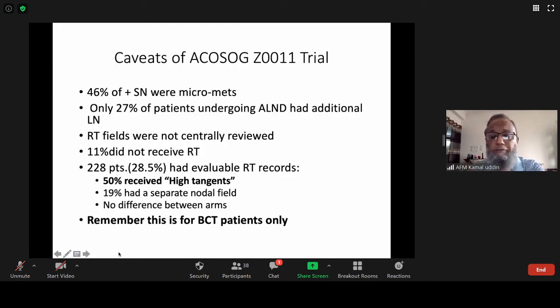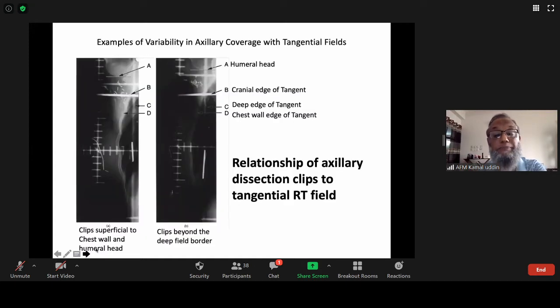So it is a fairly convincing trial, but there are some caveats. You can see that 46% of the positive sentinel lymph nodes were micrometastasis, and 27% of the patients undergoing axillary lymph node dissection had additional positive lymph nodes, and 50% of the patients received high tangents.